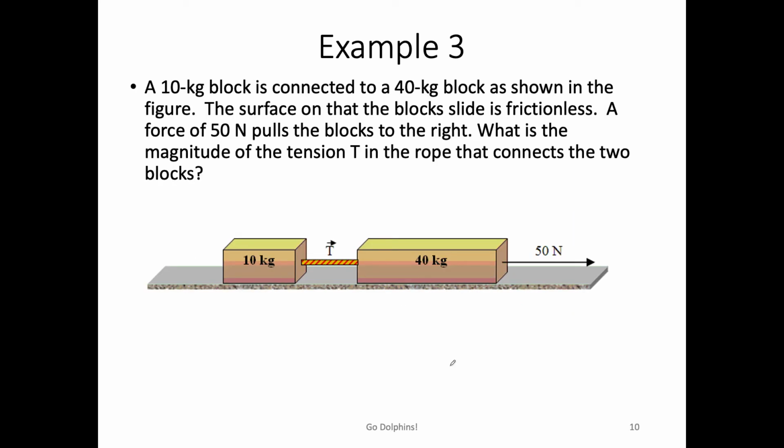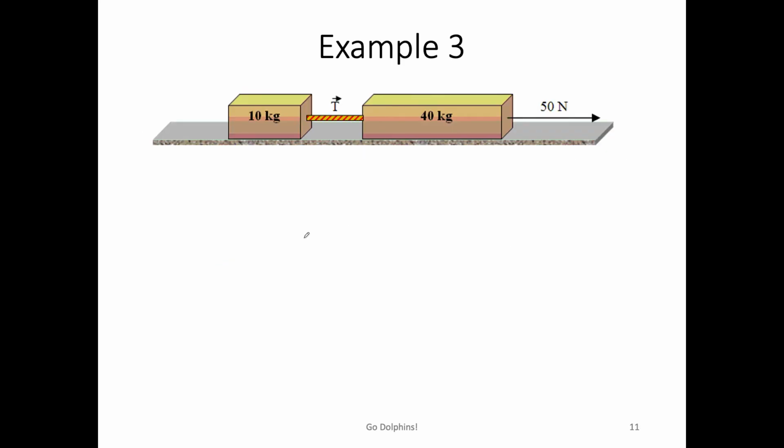Now let's do one more example. Now we have two blocks, one 10 kilogram, one 40 kilogram. They are connected by a string. And then there is a 50 Newton force acting on the 40 kilogram block. The question is, what's the magnitude of the tension on the rope? So how do we solve it?